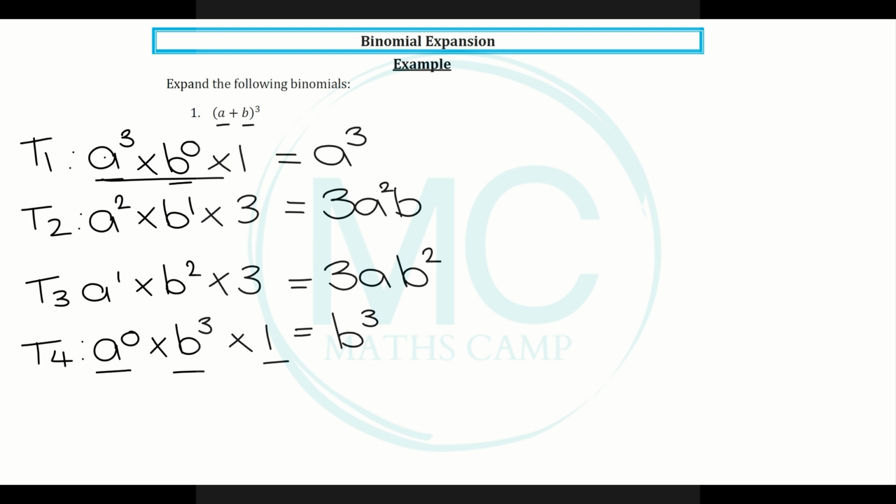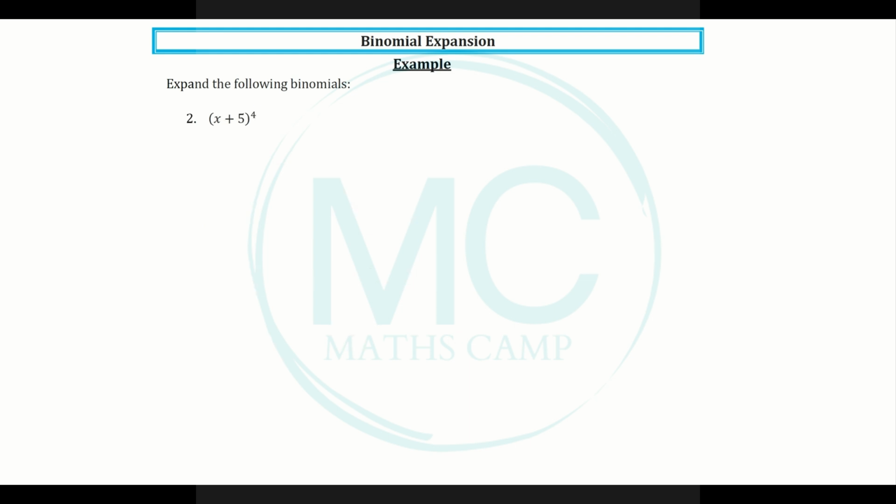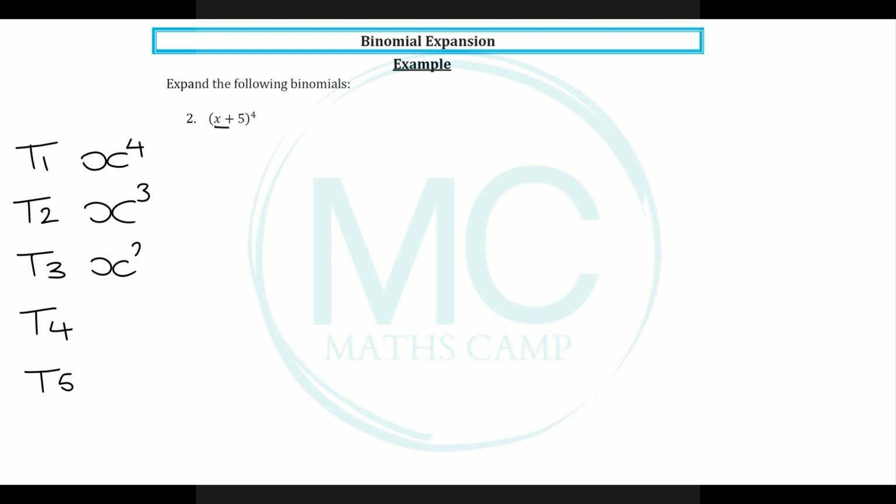Let's do another example. Here we have the bracket of x plus 5 with an exponent of 4. n is 4, so we're going to have 5 terms. Let's say term 1, term 2, term 3, term 4, and term 5. Our a term is x, so we can start with x with an exponent of n, which is 4. Then we have x cubed, x squared, x with an exponent of 1, and x with an exponent of 0.